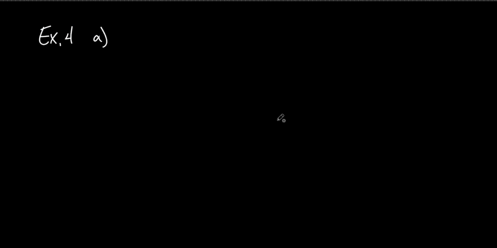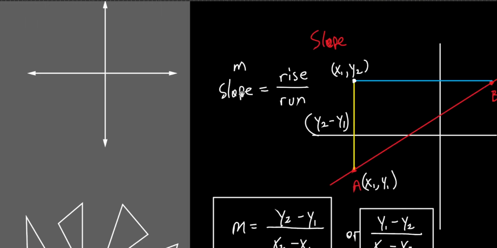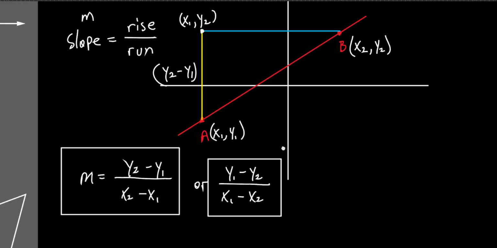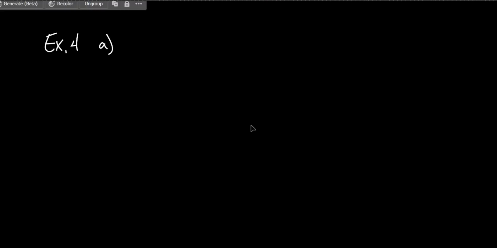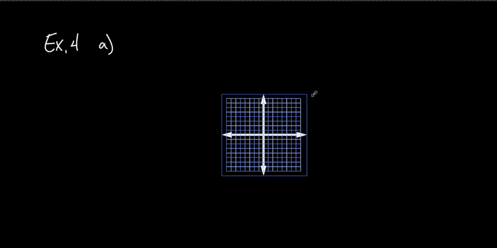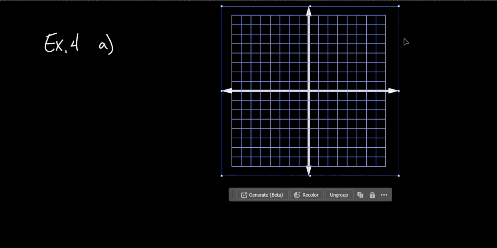So in part A, they give you a graph, and you have to be able to tell the slope of it. All right, so I'll tell you what I'm going to do. Let's grab this. Copy. And then let's put it down here, just so that we can be pretty specific.